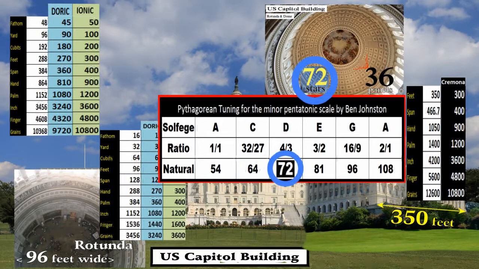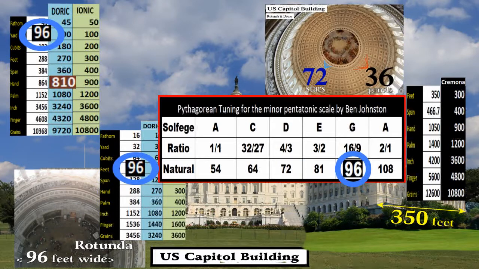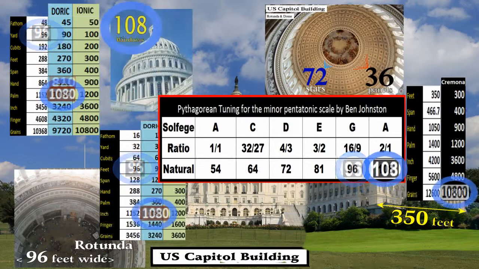Now, there are 72 stars around the dome, around the mural in the center of the dome, the Apotheosis of George Washington. The height of the Capitol building is 288 feet, or 810 Doric hands, now 81. Now the width of the rotunda is 96 feet, but we also get the yards, so it's 96 yards high, and the rotunda is 96 feet wide, and again we get this connection. And we get to 108.